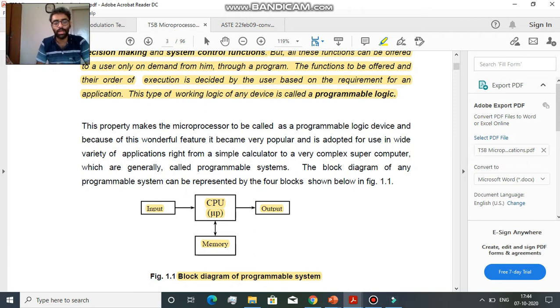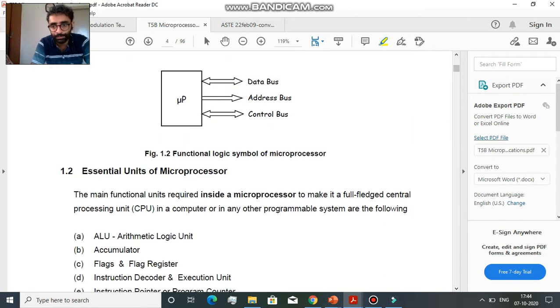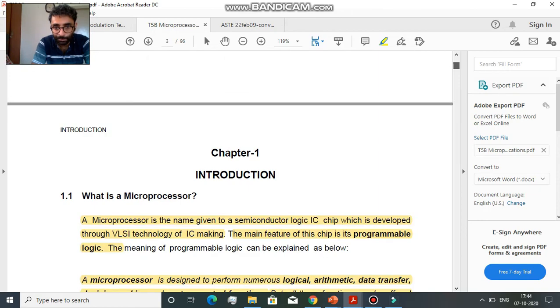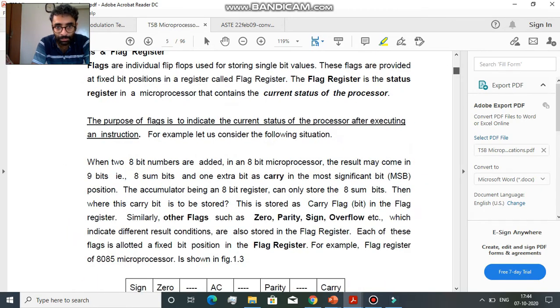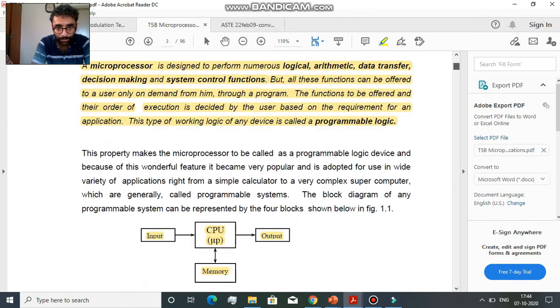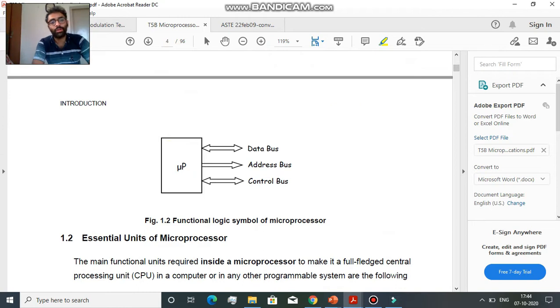Whatever data it deals with comes from the memory. So this is what the block diagram of a basic programmable system looks like. Now microprocessor, this is the functional logical symbol of microprocessor.